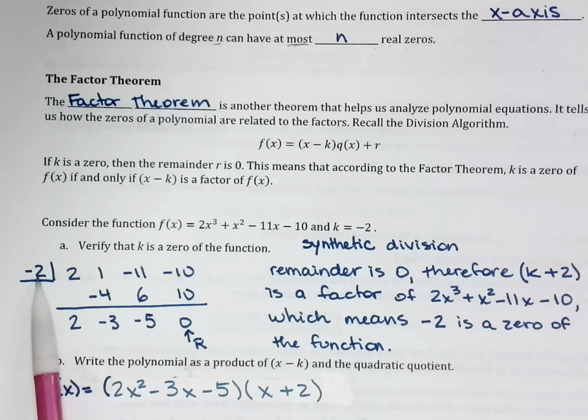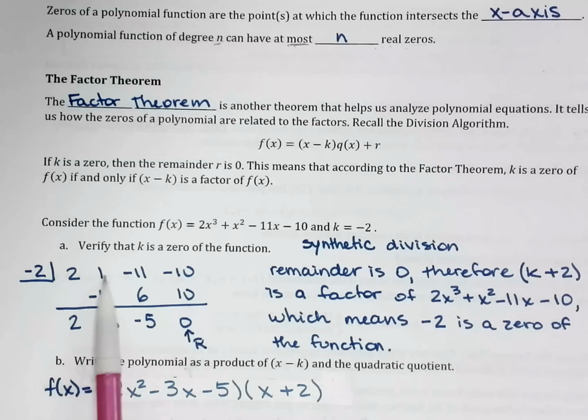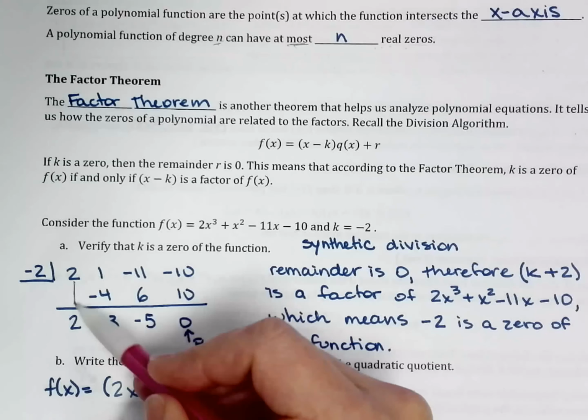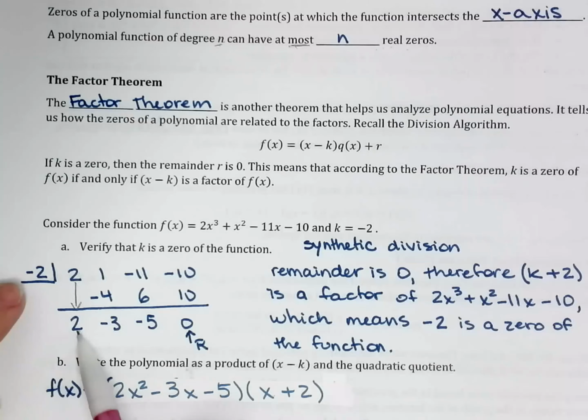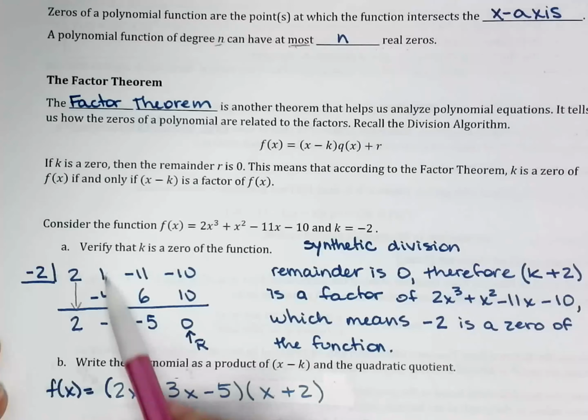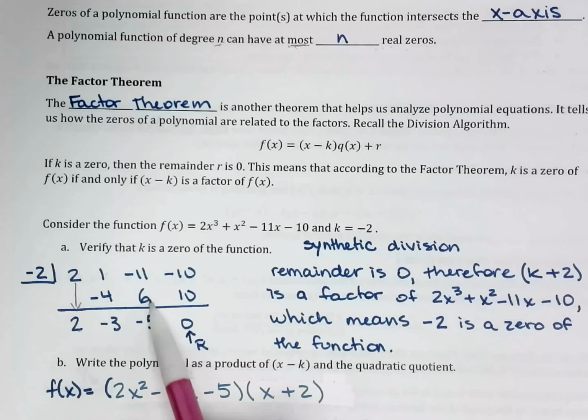We're going to do that by doing the synthetic division. So you get this -2, you're going to set it up, you get the coefficients of each term, and you set this up right there. You drop the first one right there, then you multiply. 2 times -2, you get -4, and then you add. 1 minus 4 is -3. Multiply, put right there. Add. -11 plus 6 is -5. Multiply, that goes right there. Now you add -10 plus 10 is 0.